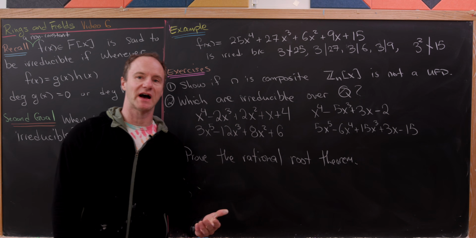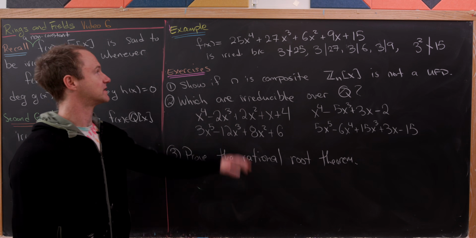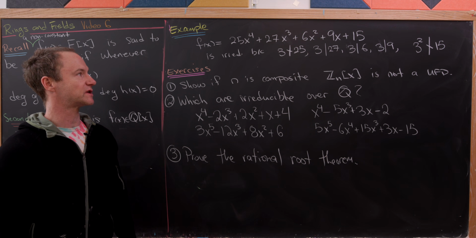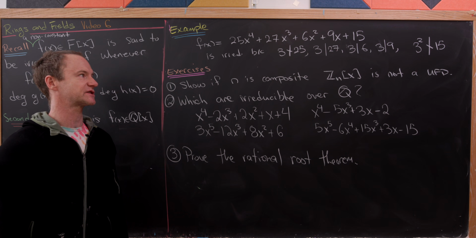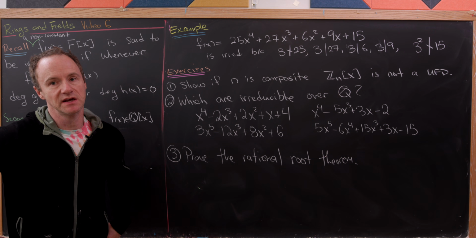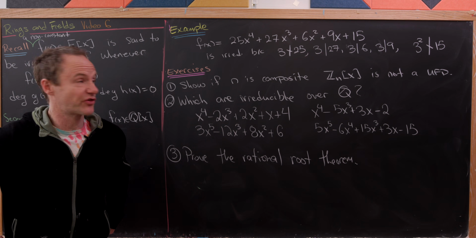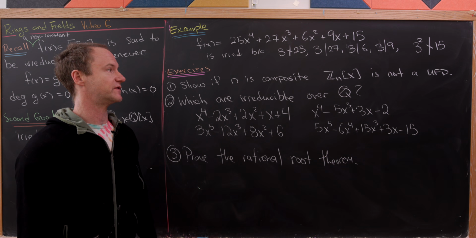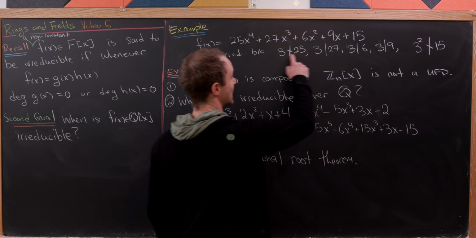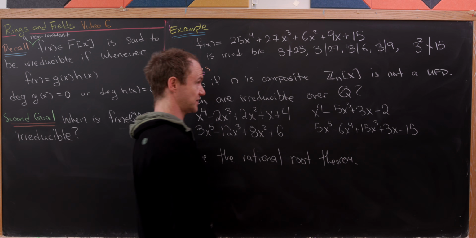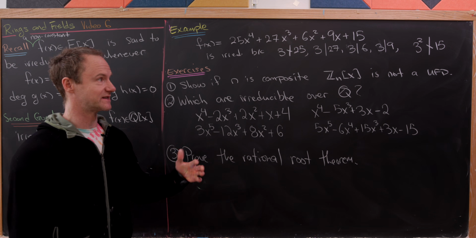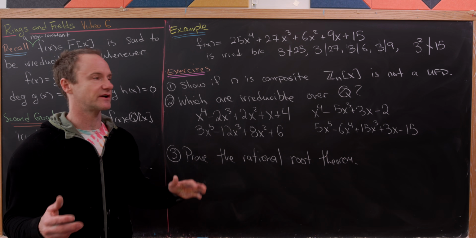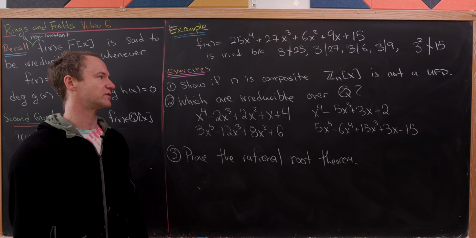So here's an example of Eisenstein's criterion in action. Look at the polynomial 25x to the fourth plus 27x cubed plus 6x squared plus 9x plus 15. Now let's take our prime to be 3. Notice that 3 does not divide 25, the leading coefficient, but 3 does divide every other coefficient, but then 3 squared does not divide the last coefficient. So then by Eisenstein's criterion, this one is irreducible.